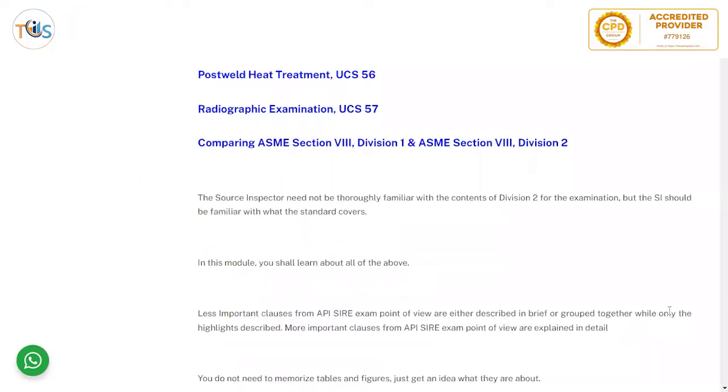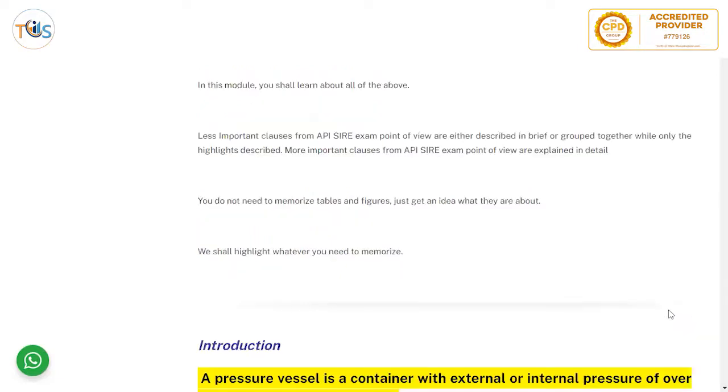The source inspector need not be thoroughly familiar with the contents of Division 2 for the examination, but the source inspector should be familiar with what the standard covers. In this module, we shall learn about all of the above.